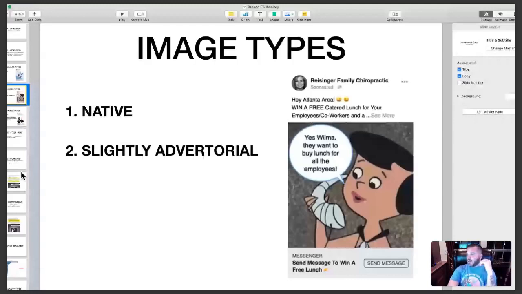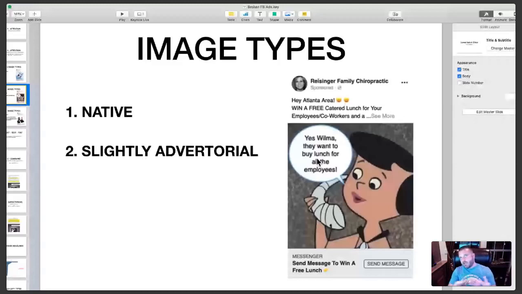Awesome, okay, cool. So the second type of image that you can do is slightly advertorial. What I mean by this is that this is an advertisement, but it's done in a fun way, so it doesn't come off as a really hardcore advertisement. It's all going to come down to who it is you're trying to attract. This might not necessarily attract people that are 25 years of age or younger.